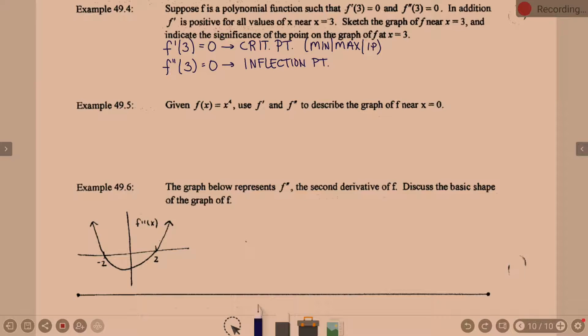In addition, f prime is positive. So I just wrote f prime is greater than 0. And I guess it did say near x equals 3, which is all that we're talking about right now, the graph near x equals 3. So f prime is positive near x equals 3. If the first derivative is positive, then that says my graph is increasing.